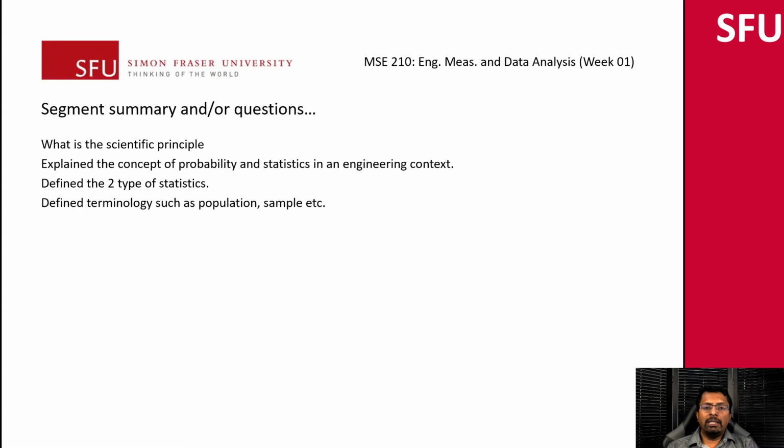So if you finish the segment, what you should be able to answer is what is the scientific principle. You should be able to explain the concept of probability and statistics from an engineering concept, and you should be able to define two different categories of statistics, and then define different terminologies: population, sampling, data, etc. And if I give you a problem, you should be able to identify all of these different parameters in the study.